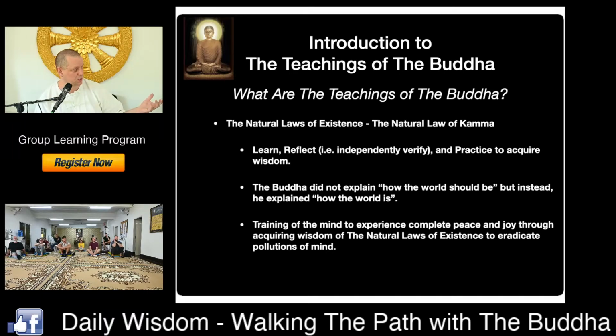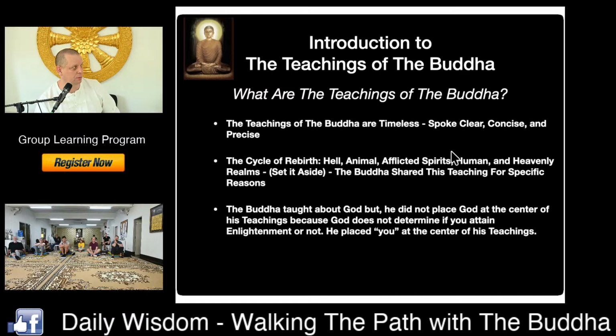So that's what the Buddha is teaching you, and you're training your mind to cultivate wisdom and acquire wisdom about this natural law so you can see it more and more clearly. That's what it means to awaken, is to cultivate wisdom about the natural laws of existence. The natural law of karma is like an umbrella, and all the other natural laws are under that, but this is the main natural law that you're cultivating wisdom about.